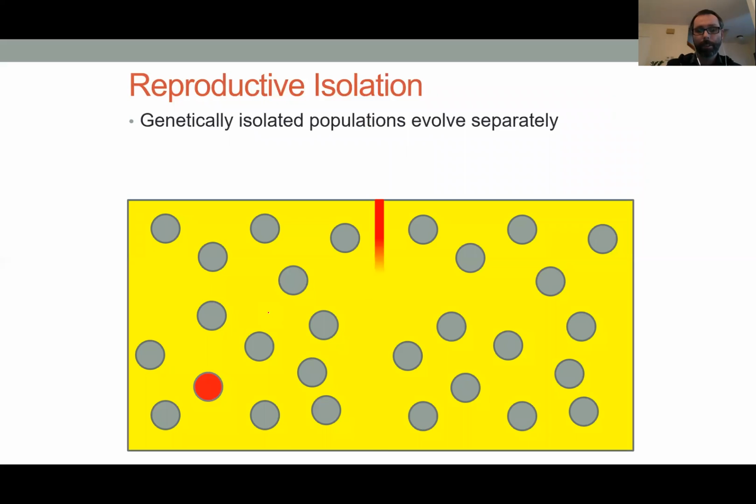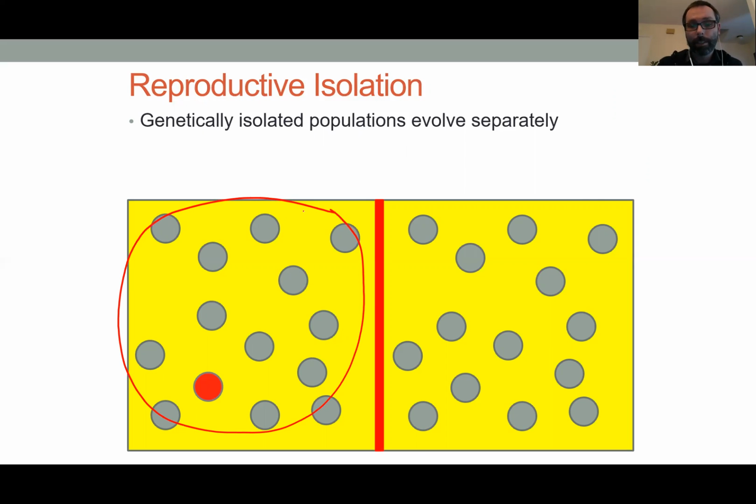But what if there's a barrier, something that keeps the group on the left from reproducing with the group on the right? These dots will all become red, but these won't, because the only way to get the red mutation is to mate with a red dot. But you can't mate with a red dot when you've got this barrier in the middle, right? And so this group will become all red.